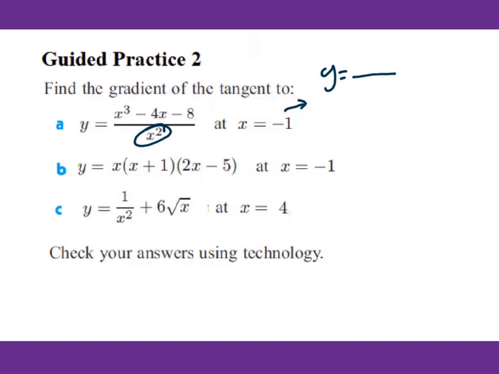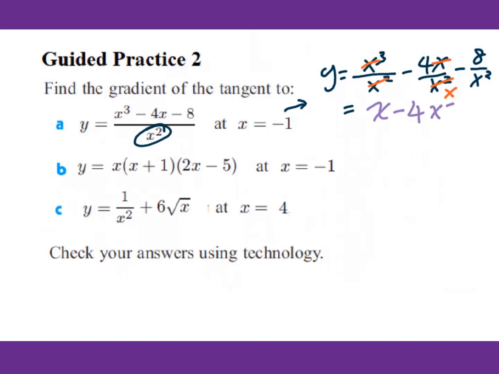So y equals x third over x squared minus 4x over x squared minus 8 over x squared. Reduce, you will get x, minus, reduce, here's x left. So minus 4 times x to the negative first power minus 8x to the negative second power. Now we've got to do the derivative. This will be 1 minus 4.